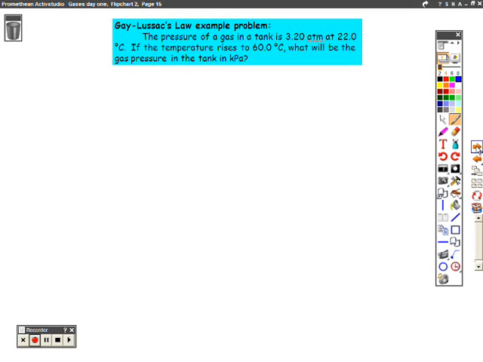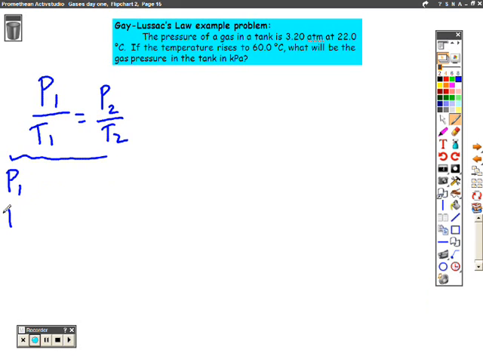All right, let's look at our equation. Pressure is directly related to the temperature. And remember, 1 is the initial, 2 is the final. So we've got P1 over T1 equals P2 over T2. So I'm going to go ahead and write everything I know about the equation.